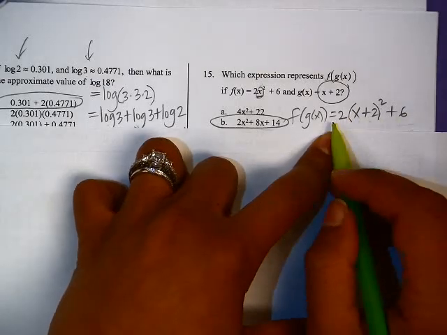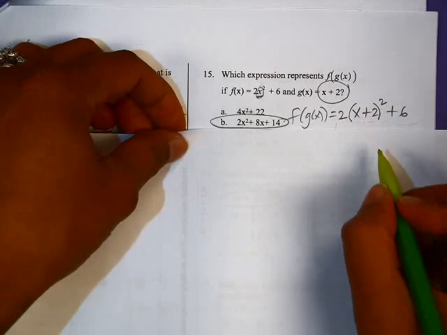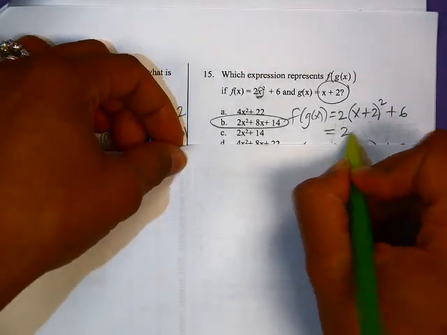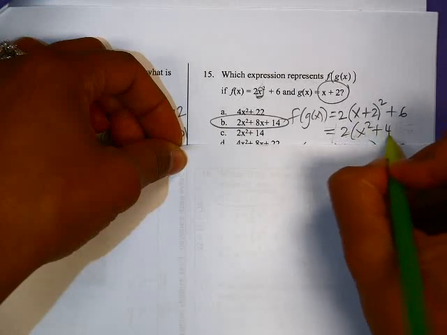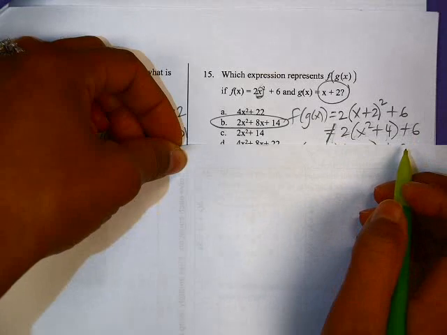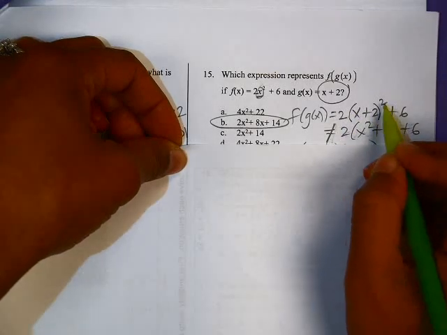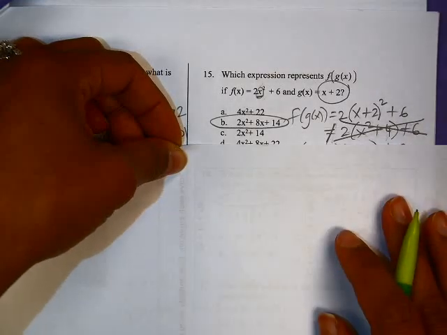Now, a mistake that is commonly made, to avoid here, is to think that x plus 2 quantity squared is x squared plus 4. This is not correct. So please don't make this mistake of trying to distribute the exponent. So I'm going to cross this out to show this is not correct.